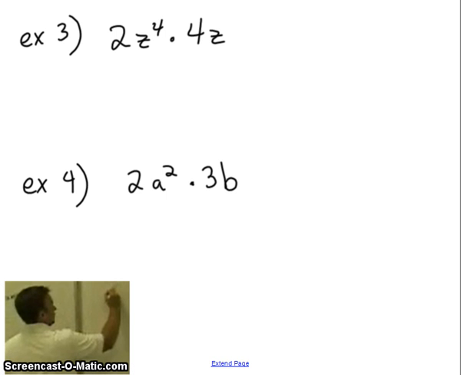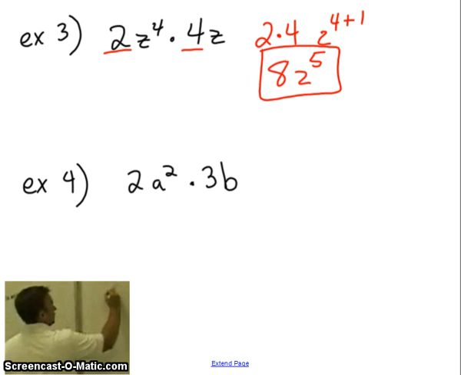All right, next one, 2z to the fourth times 4z. Multiply the coefficients, 2 times 4, and we're going to add our exponents, z to the fourth plus z to the first. So I have 8z to the fifth. There's nothing else we could do, so we're done.